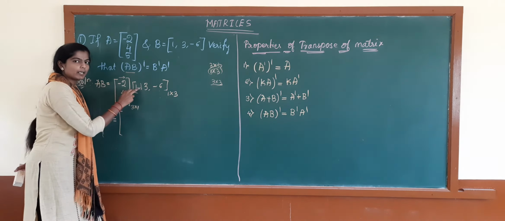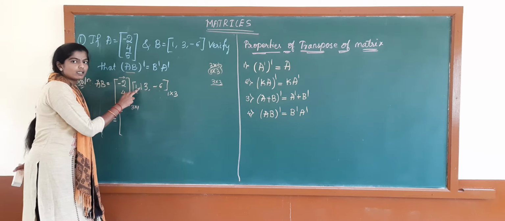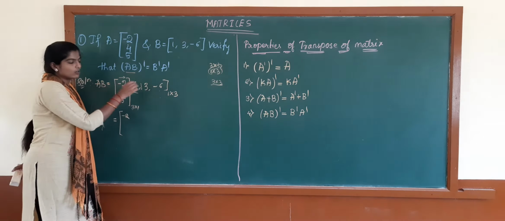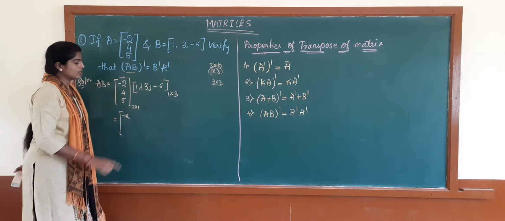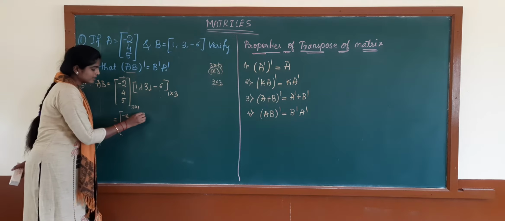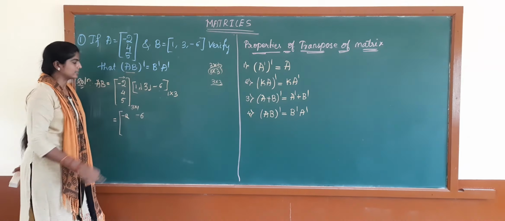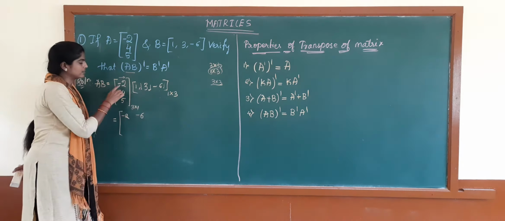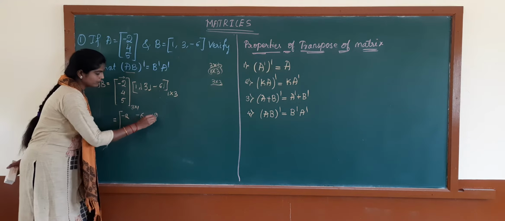So you have to multiply the first element, that is minus 2. Then first row, second column, minus 2 into minus 6, minus 3, that is minus 6. First row, third column, minus into minus plus 2 into 6, 12.